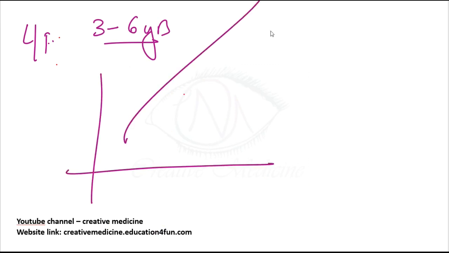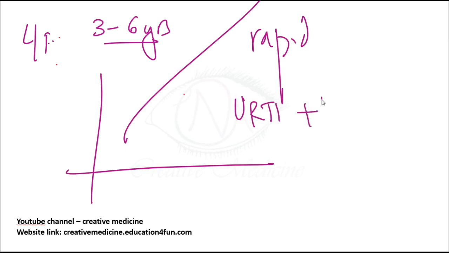Okay. Now the clinical features. It is most commonly seen in children between 3 to 6 years of age, and it can also occur in adults. Remember, the progression is rapid. There will be upper respiratory tract infection with fever in children, and in adults it most commonly presents with sore throat and dysphagia.